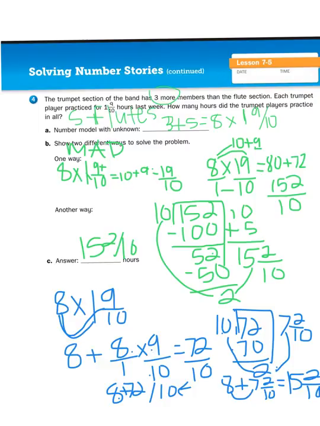So I urge you guys to use whatever method makes sense to you, whether it is changing your mixed number into an improper fraction, because we are more familiar with multiplying a whole number times a fraction, or if it makes more sense to you to multiply 8 times both values, the whole number and the fraction, then you are more than welcome to do that.